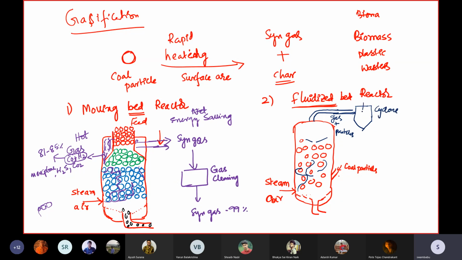This cyclone separator takes out the impure syngas, and we have the char particles removed. This syngas again goes to the gas cleaning process and we get pure syngas of 99% purity. So this is another gasification reactor, the fluidized bed reactor.